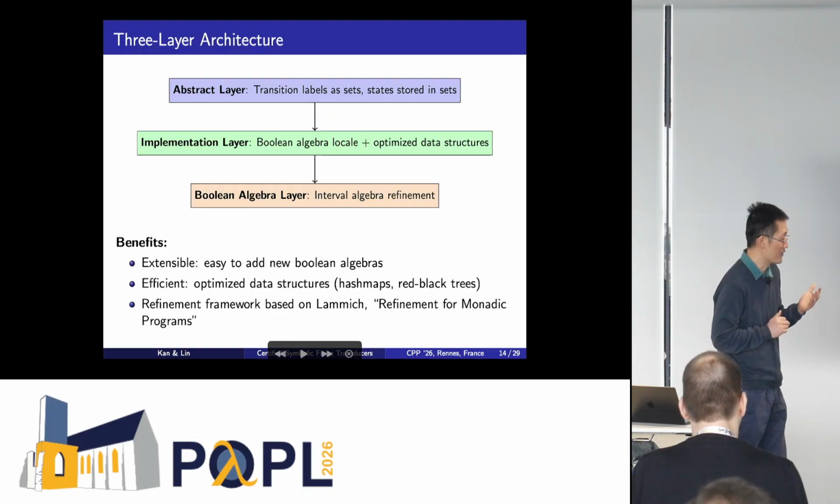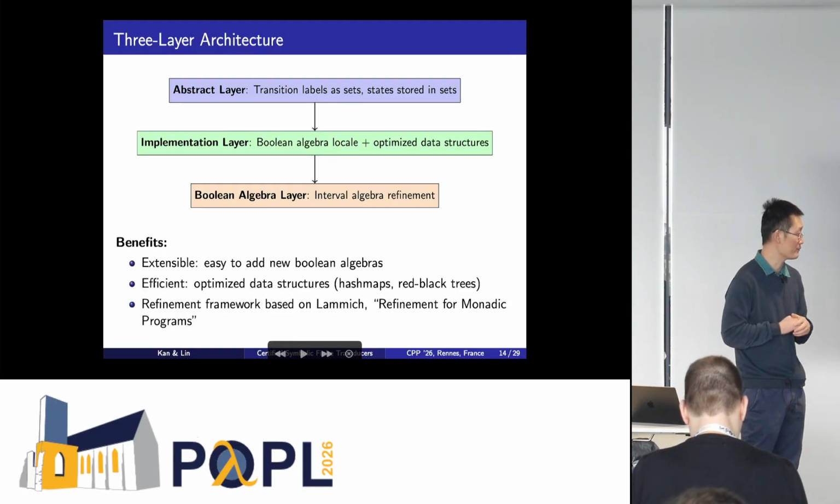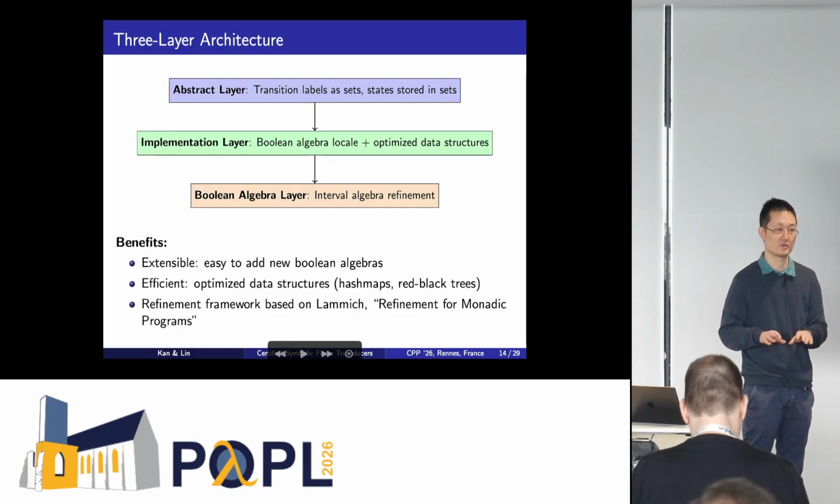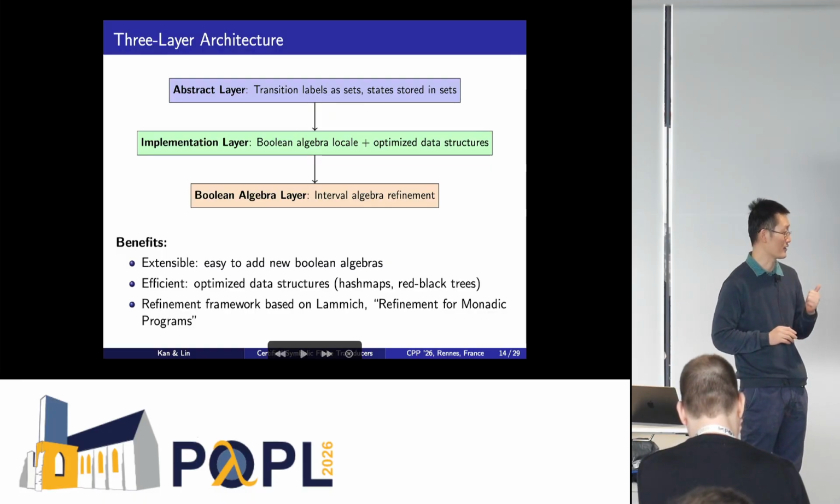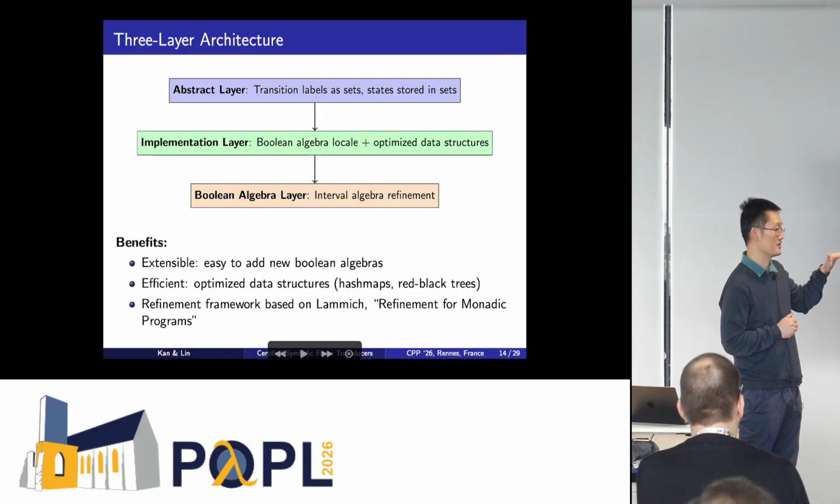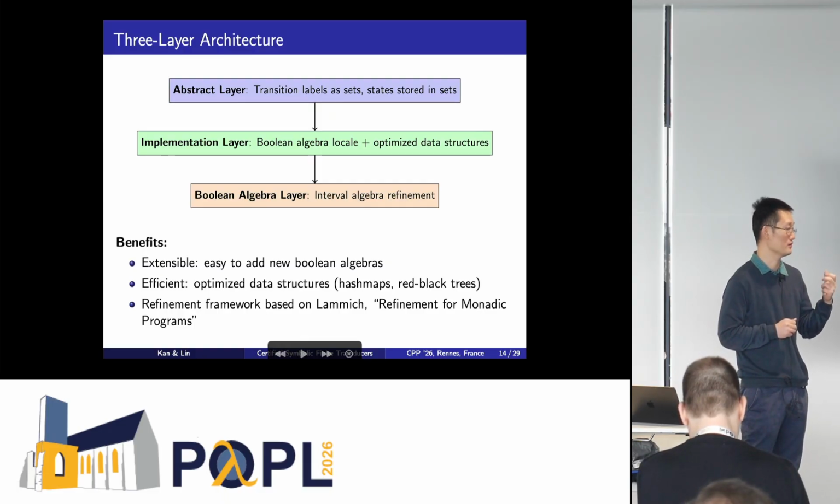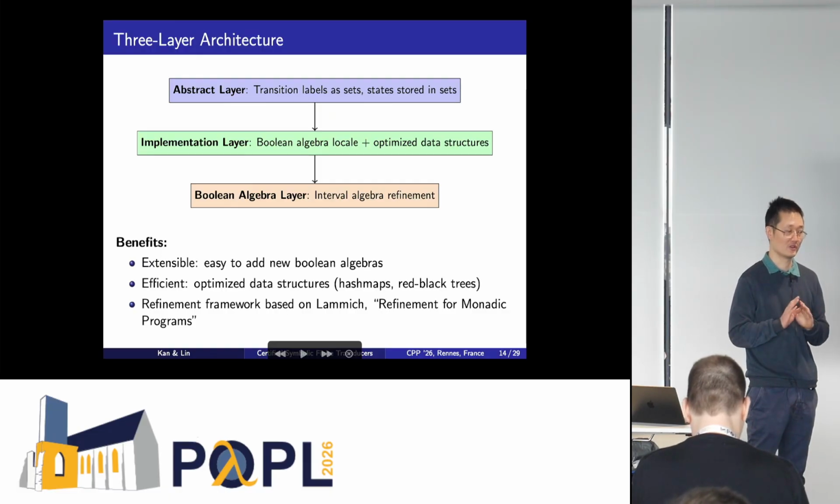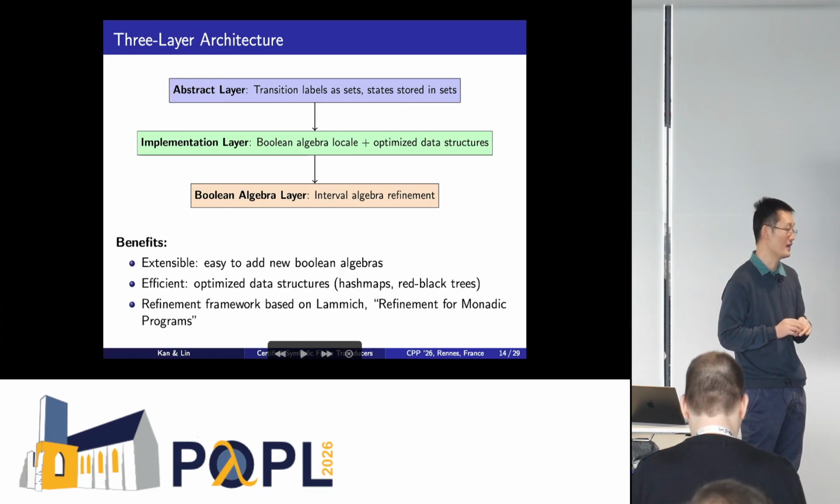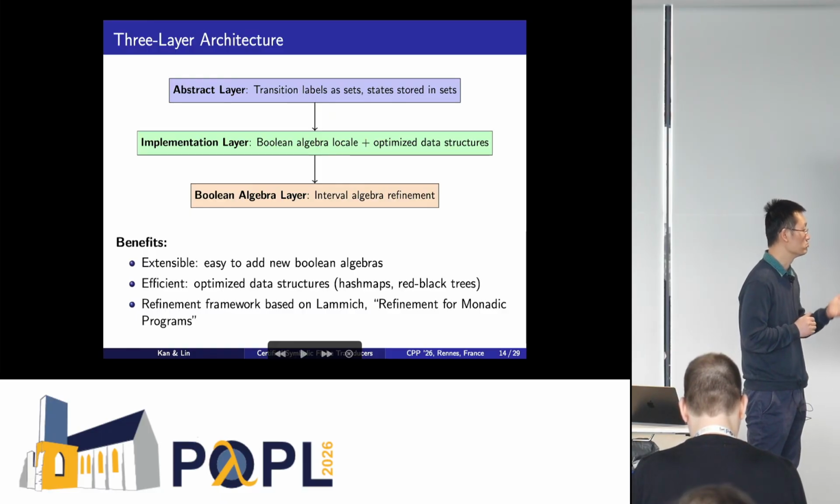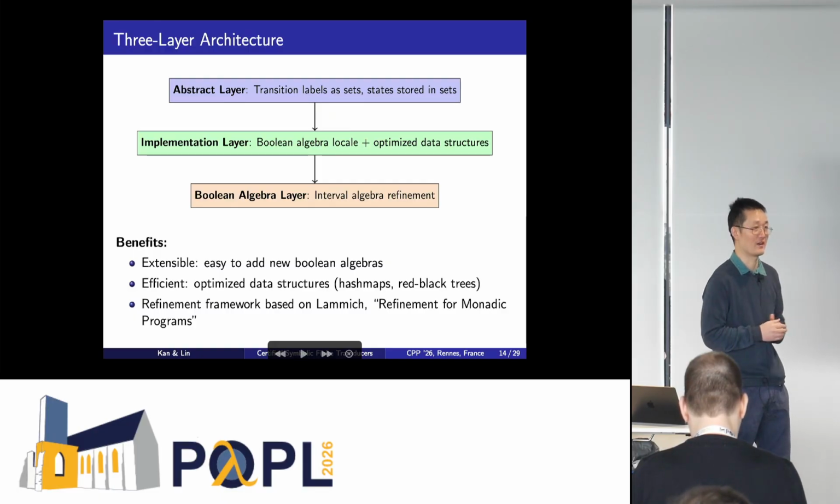It's called Refinement for Monadic Programs. This is a very brilliant library. You can write algorithms at the abstract level, but refine them to efficient data structures like red-black trees and hash maps. And finally, in the second layer, we still keep the transition labels as a Boolean algebra locale in Isabelle, with no concrete execution implementation. In the last layer we refine to concrete types; in this paper we only refine it to intervals. So this is the basic idea of the formalization.